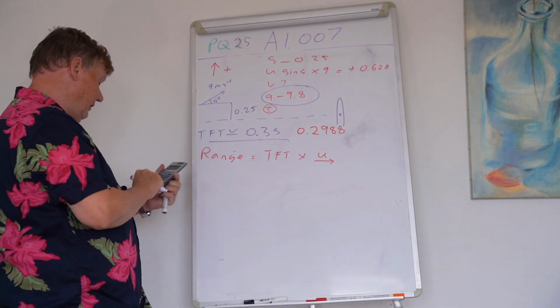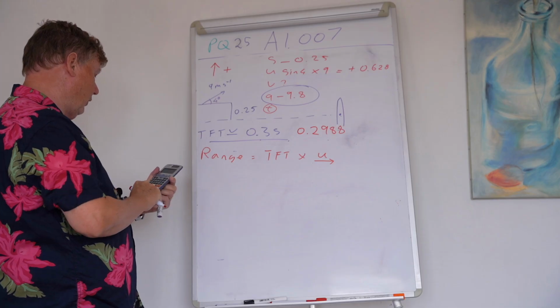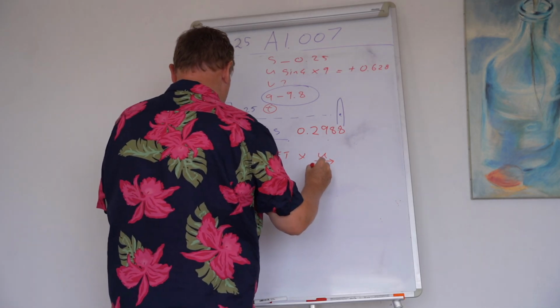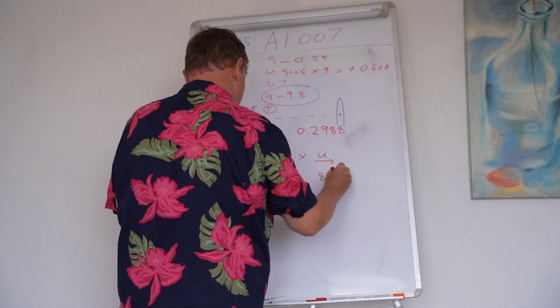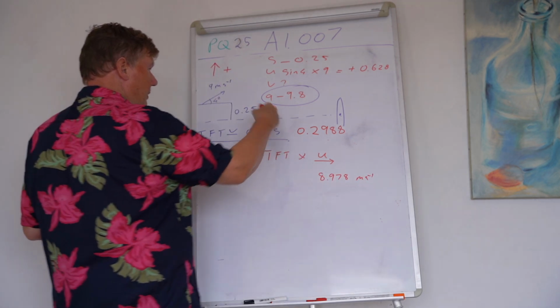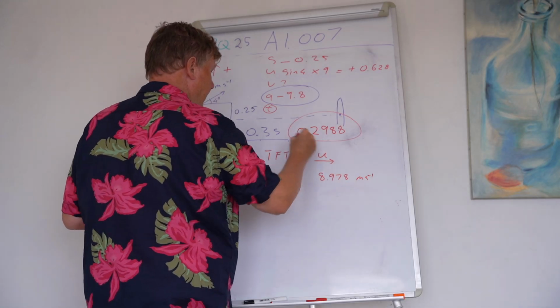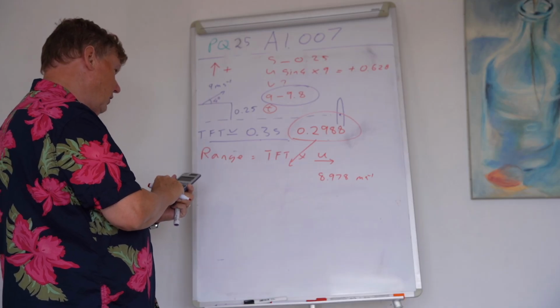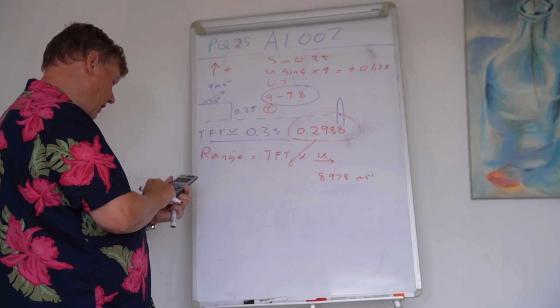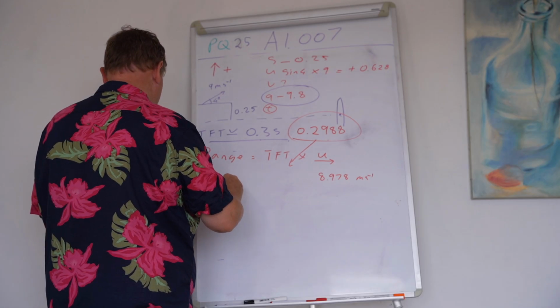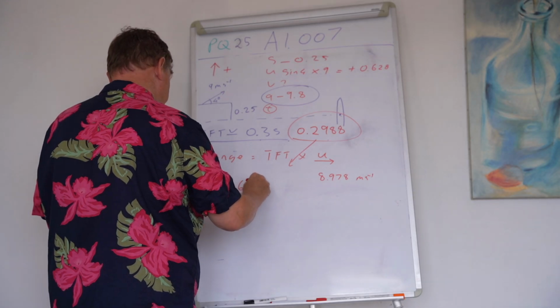It's a cosine, so it's cos of 4 times 9 meters per second. So that is 8.978 meters per second. Total flight time, we have spent all that time working out, is 0.2988 multiplied by 8.978. The answer is 2.68 meters.